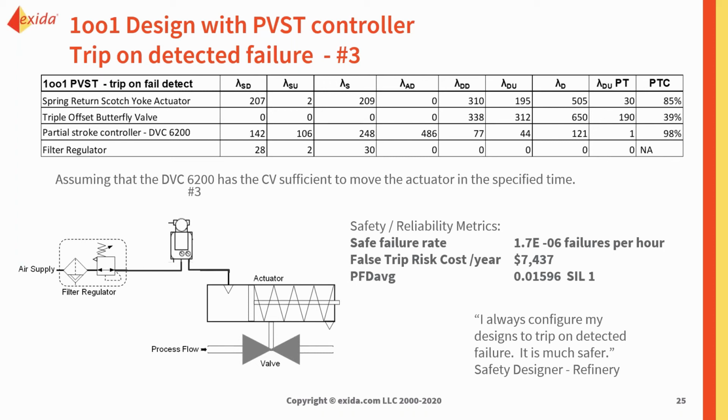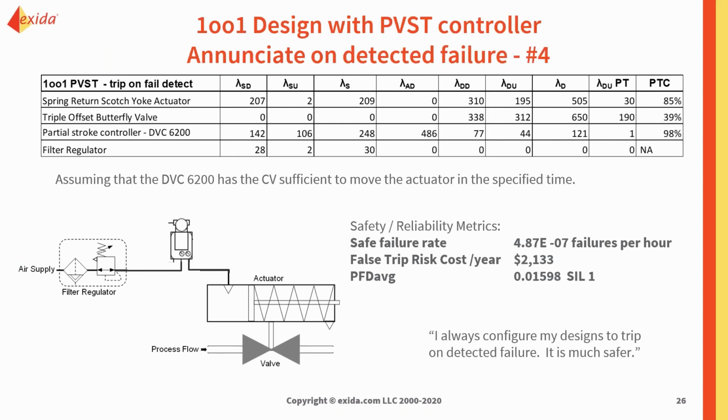Well, our dangerous failure rate is 1.28 e to the minus 6. And the system has a probability of failure on demand of 0.01596. That's really not that much better, right? All right, well, let's try another configuration.